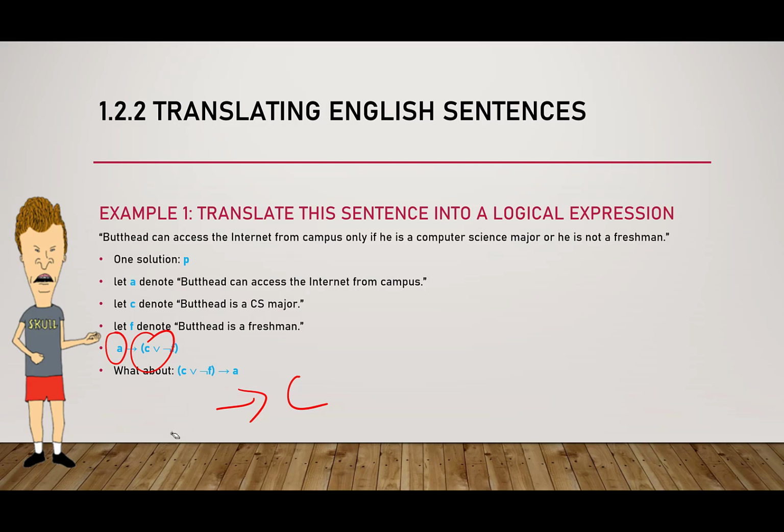That's not the case. So you can see those are two different things. Now, how does that tie into this whole campus and not a freshman thing? Is it possible to be a CS major or not a freshman, but you still are not allowed access to the internet? Is that possible? And of course it's possible, right? You don't have a computer.